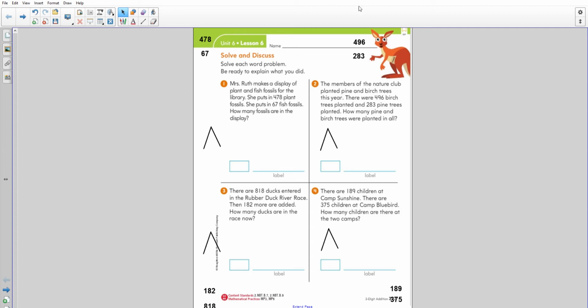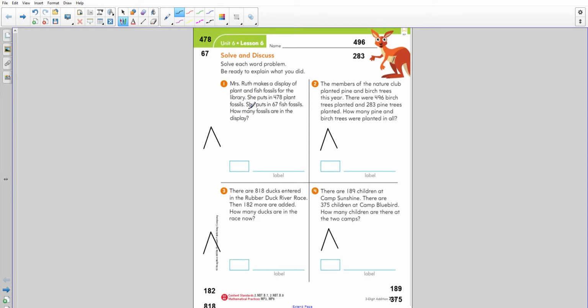So the first thing I need to do is circle my important information. And I'm taking a look. Mrs. Ruth makes a display of plant and fish fossils for the library. I don't see any numbers in there, but it does give me an idea of what's going on. So there's two different kinds of fossils that are going to be on display.